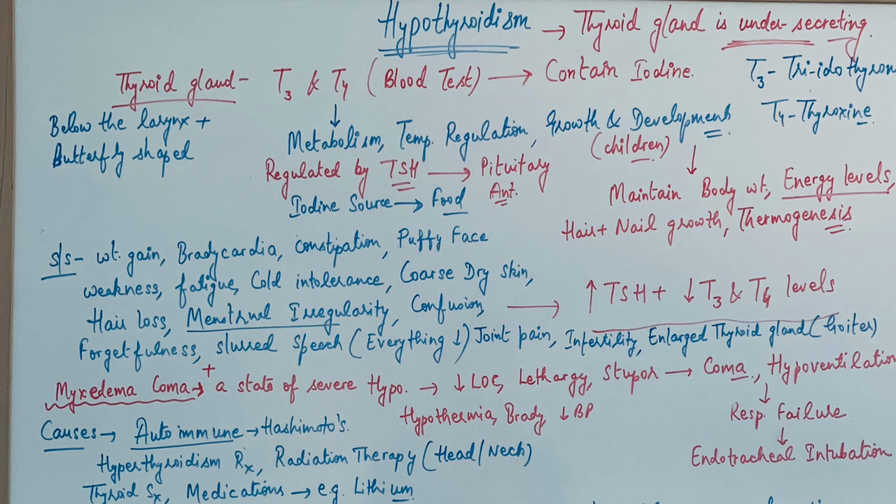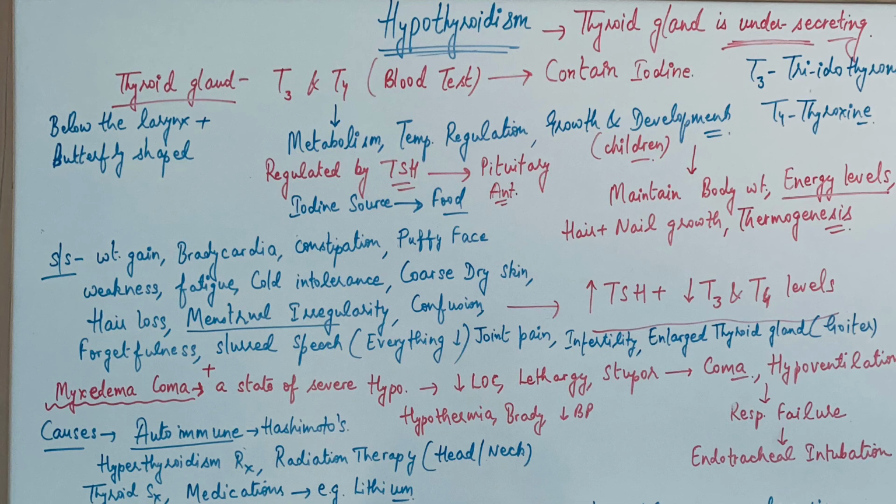Okay, firstly, we should know what the thyroid gland normally does. The thyroid gland is situated below the larynx, that is the voice box of the body. Okay, and it is butterfly shaped, and it basically secretes T3 and T4. The other names of T3 and T4 are triiodothyronine, that is T3, and thyroxine, that is T4.